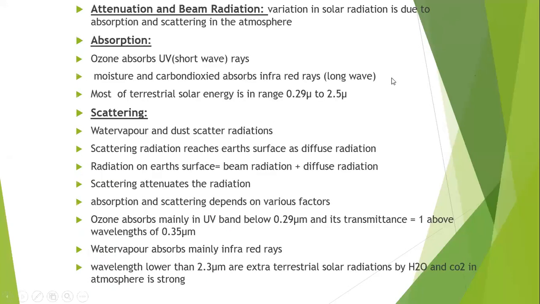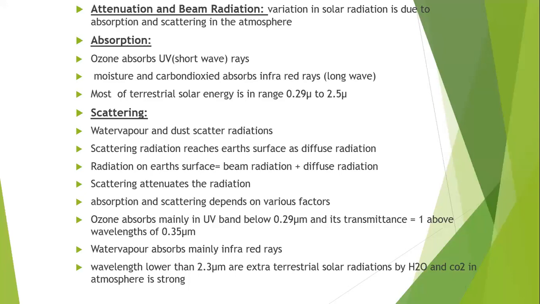So now we will see what is attenuation and beam radiation. Before discussing that, in solar radiation we are getting variations. The different reasons for these variations are absorption and scattering in the atmosphere. What is absorption and what is scattering, we will see now. So first topic is absorption.